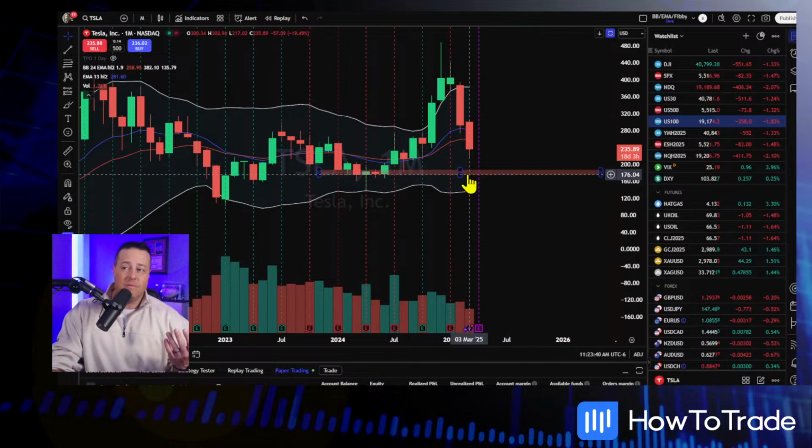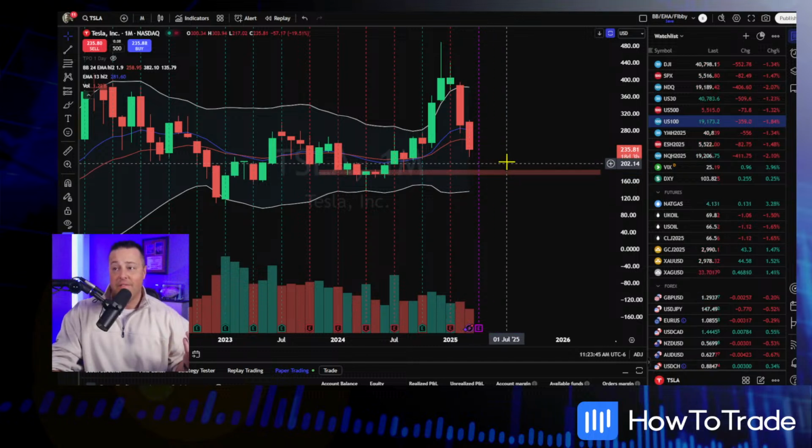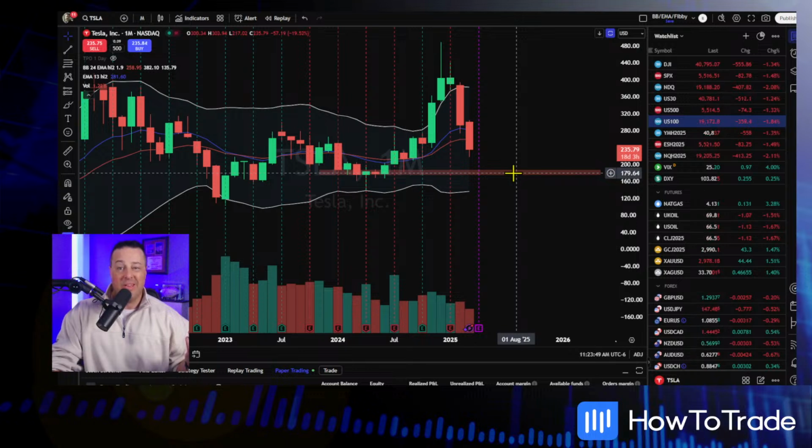Am I buying Tesla? Not yet. I think it could come off another $50. If it gets bad enough, if the shorting gets bad enough, if the political heat gets bad enough, then I'm sitting down there at 180.